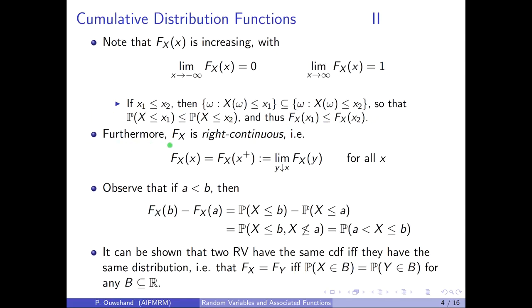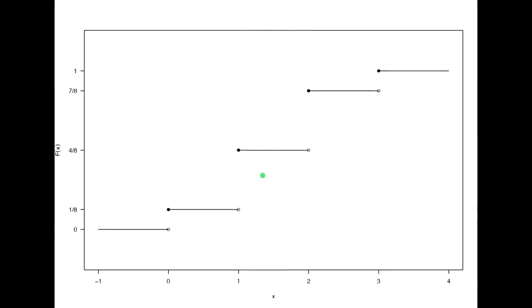Furthermore, it can be shown that F sub X is right continuous. In other words, the value of F at a point x is the limit of the values of F at point y, where y approaches x from above. Graphically, this means that whenever there is a jump in the CDF, then we have an open circle on the left of the jump and a closed circle on the right of the jump. In other words, the value of the function at the jump is equal to the limit as we come from the right.